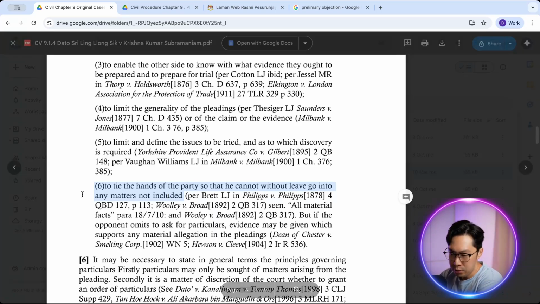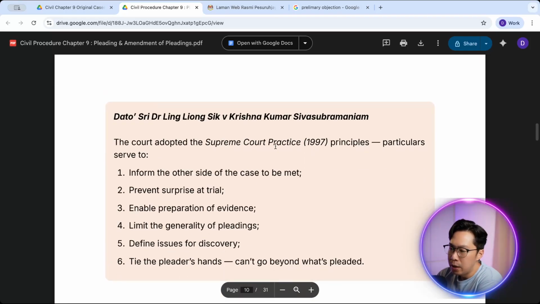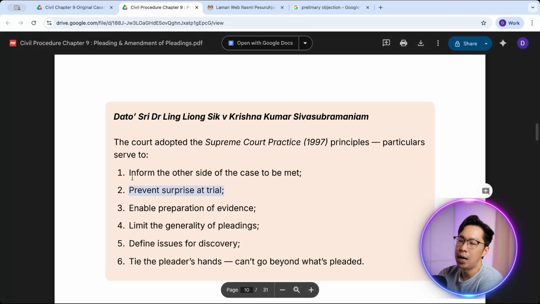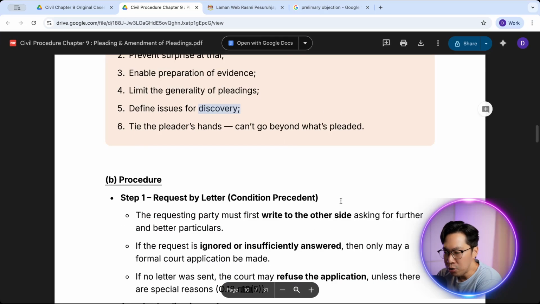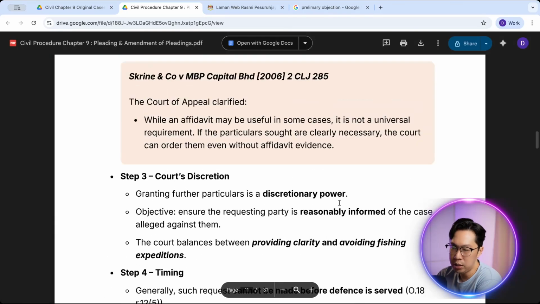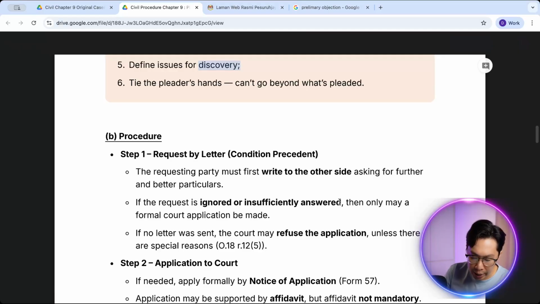So if you can, you read the case. When it comes to further and better particulars, the plaintiff sends a statement of claim to the other party, and then the defendant can ask for more information because he wants to prevent surprise, to be informed, all these things. But there are also some other principles and procedure that you will need to know, because they will test you on the procedure. Number one, now I want you to look at your Order 18 Rule 12. Let's look at your Order 18 Rule 12 first.